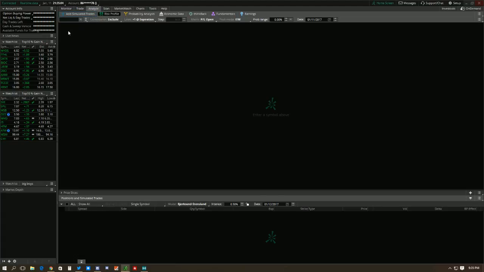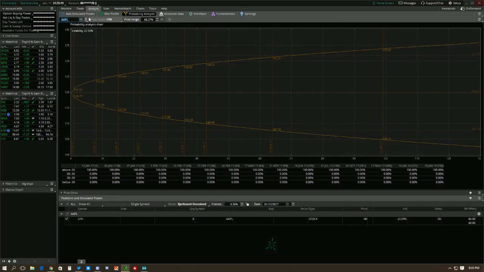We'll look at the Analyze tab. I don't know if I want to do that right now. Let's see, Apple. Alright, yeah.